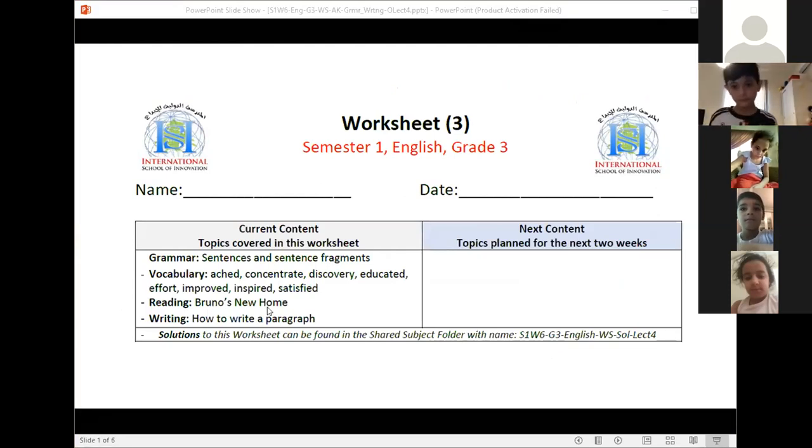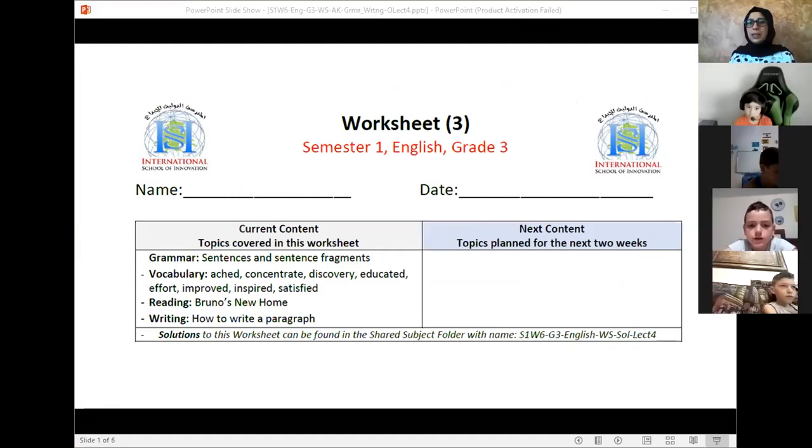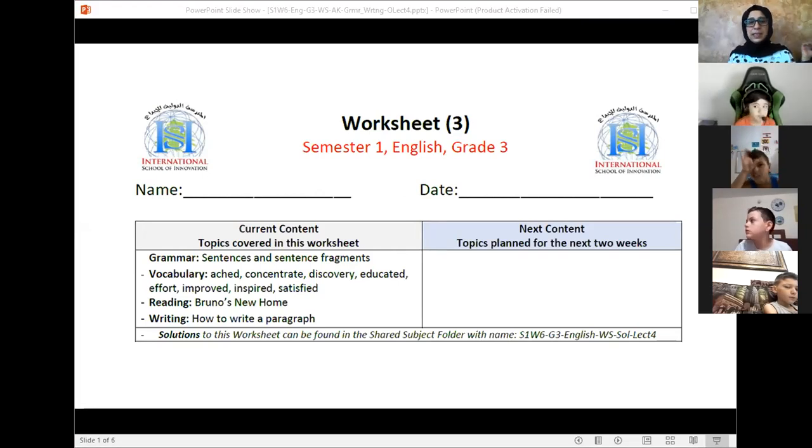Remember last time we only covered 2 pages of Bruno, but you must have read all the lesson in order to solve the worksheet, right? So reading should be done every week. We are still in the week of Bruno, so keep reading and practice reading the lesson about Bruno. And then in the writing, we covered the skill about how to write a paragraph.